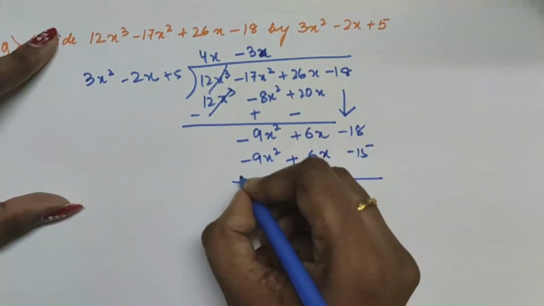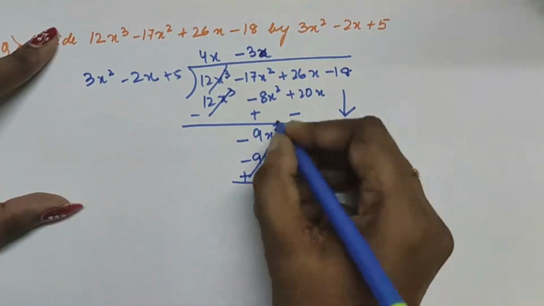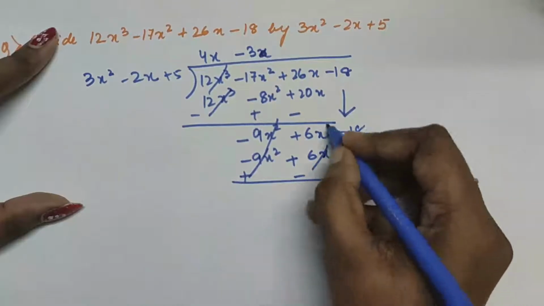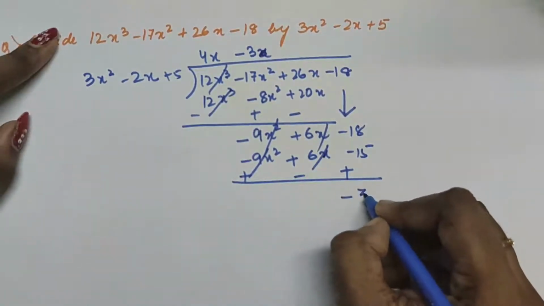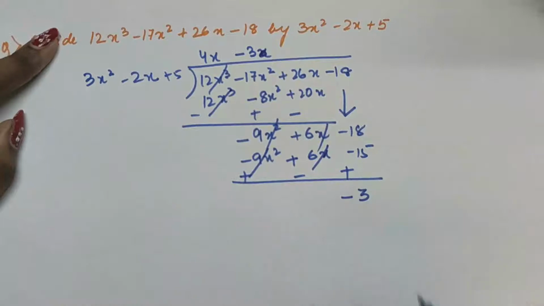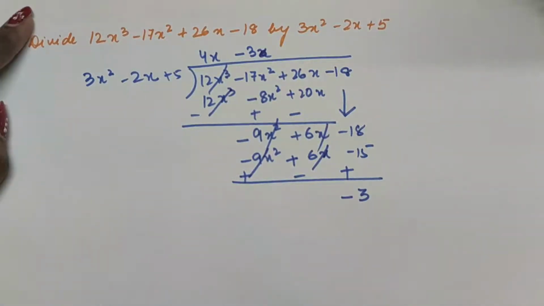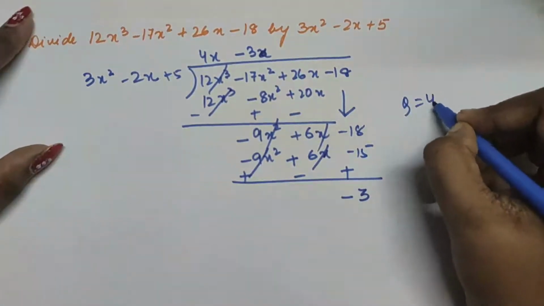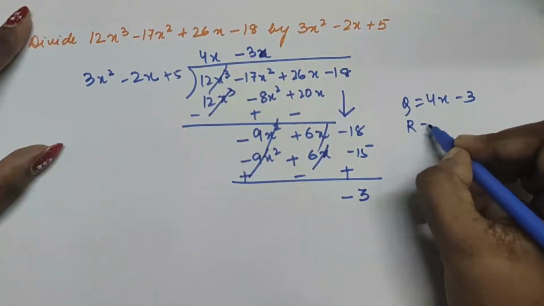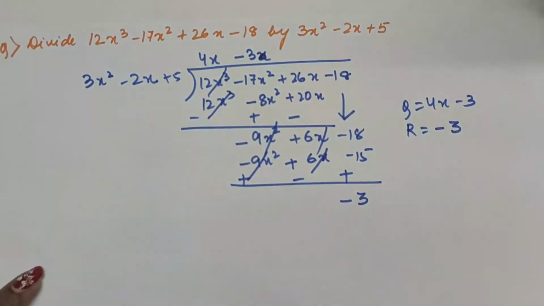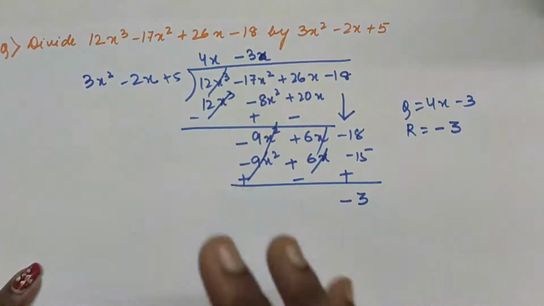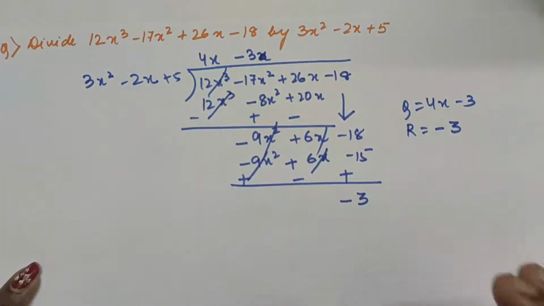Again change the symbol. This cancels. This also cancels. We are remaining with minus 3. Minus 18 plus 3 will give me minus 3. So our quotient here is 4x minus 3 and the remainder here is minus 3. So I'm very sure you are able to understand how the division of polynomial by polynomial is done.